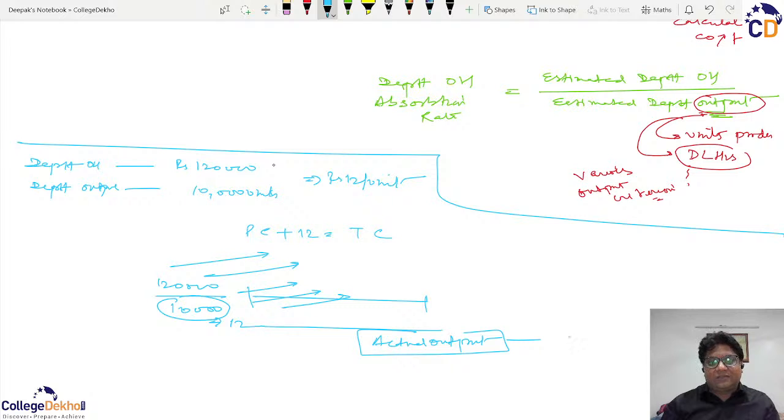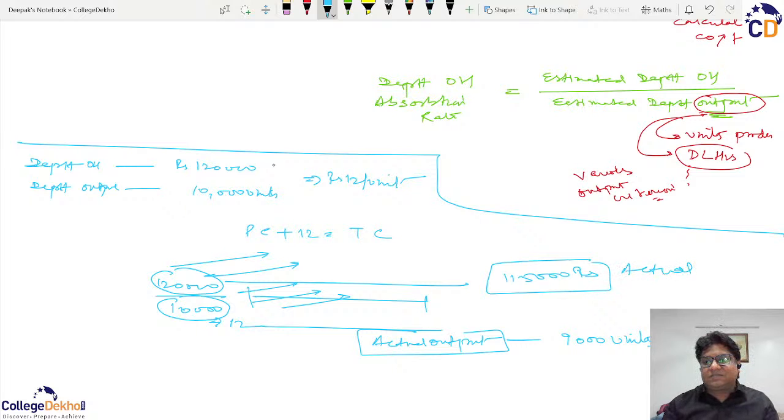तो फॉर एग्जाम्पल if the actual output is only 9,000 units, and similarly the actual overheads may not be 1,20,000. So say actual overheads incurred are 1,15,000 rupees. So what is happening, that a company has incurred actual overheads as 1,15,000, whereas the budgeted were 1,20,000. Similarly the budgeted output was 10,000, but the actual output is only 9,000 units, which is quite possible.